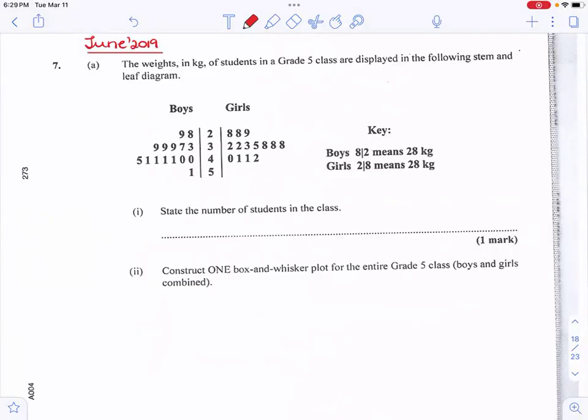The weights in kilograms of students in a grade 5 class are displayed in the following stem and leaf. State the number of students in the class and construct one box and whisker plot for the entire grade 5, boys and girls combined. So I'll give you a couple of minutes. Go ahead and draw the box and whisker.